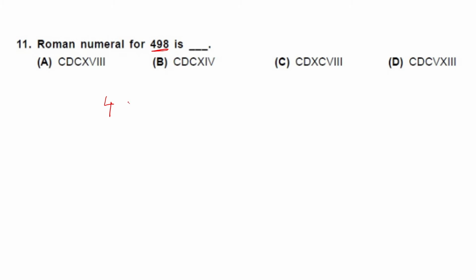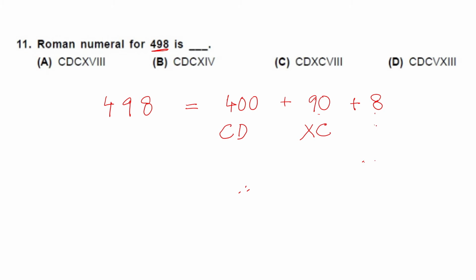Now, 498 can be written as 400 plus 90 plus 8, which is your first step to convert any number into a Roman numeral. Now you solve it by converting each of these numbers into Roman numeral. 400, we know the rule. D is 500 minus C would give us 400. 90 again. C is 100 minus 10 will give us 90, and 8 is VIII.